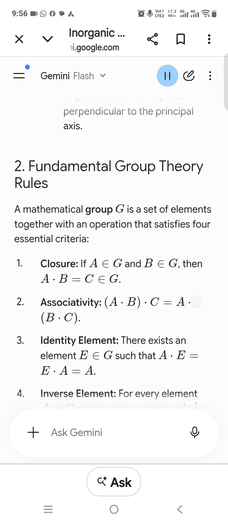Where would you like to apply these concepts next? Practice determining point groups of common molecules. Solve an example using the reduction formula. Explain how to construct a character table using GOT.